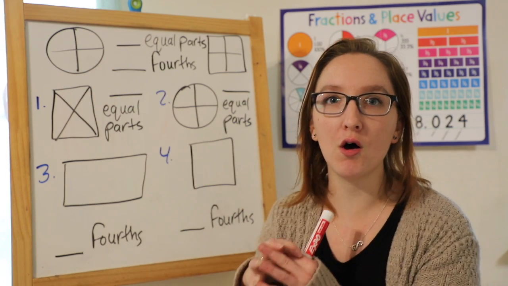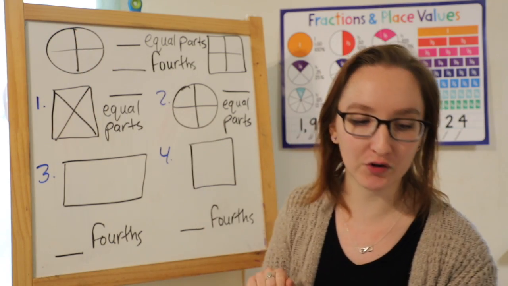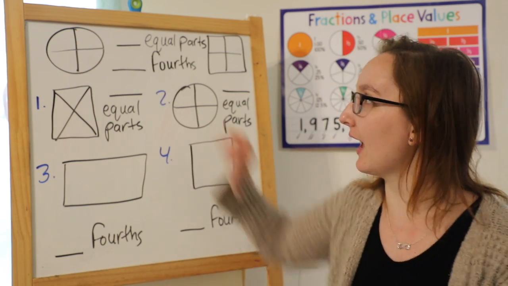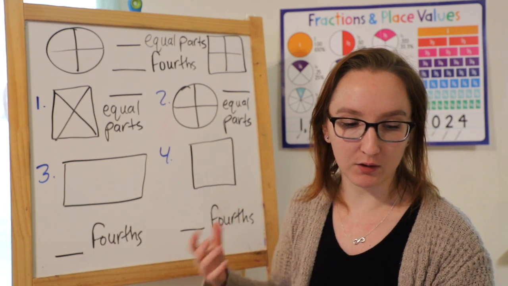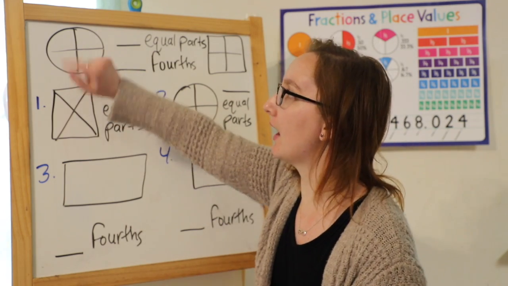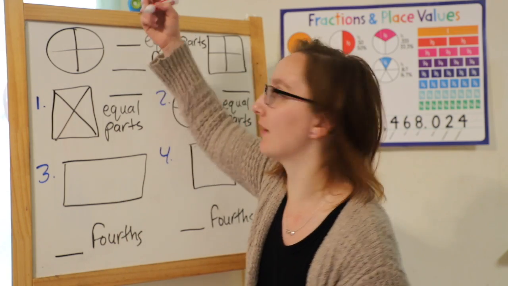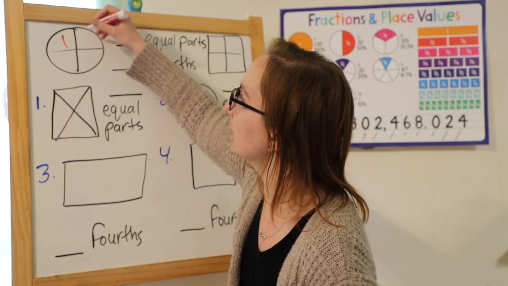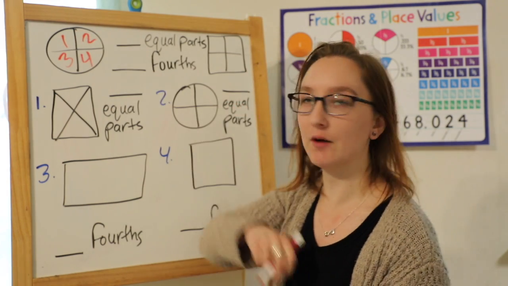When I put all 4 fourths together, that'll make one whole circle. So we're looking at our circle here, and each part is a fourth, or a quarter, and that makes our whole. So we're gonna count out how many we have, and we'll write it down as we count it. So we have 1, 2, 3, 4 equal parts.